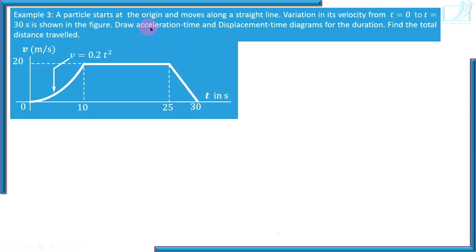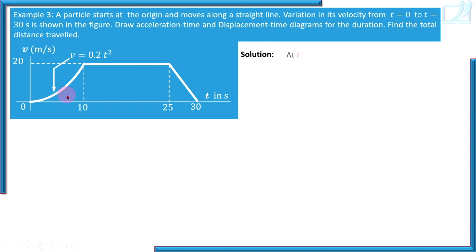A particle starts at origin, so at t equal to 0, x is 0, and moves along a straight line. Variation in its velocity from t equal to 0 to t equal to 30 seconds is shown in figure. Now in this problem, vt diagram is given. Draw at diagram and displacement time diagram for the duration. Find total distance travelled. So let's proceed.